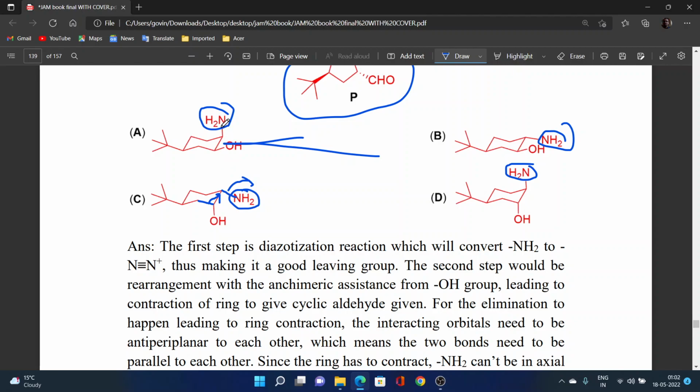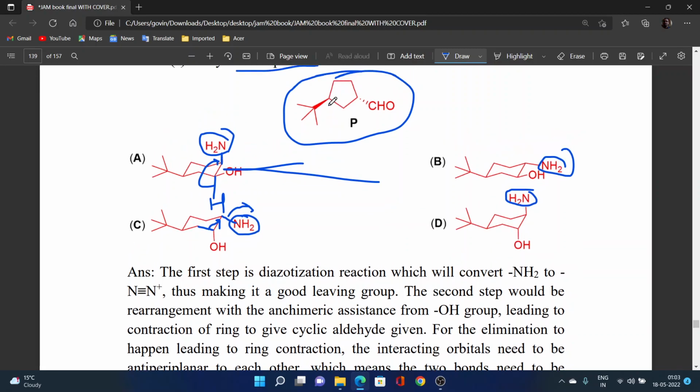Here what happens is there is an NH2 on the axial position. Anti-periplanar to it will be this hydrogen. You see here, these two, this bond and this bond, are parallel to each other. So if anything can happen, it is that hydrogen will move. So we will not get the ring contraction which we want.